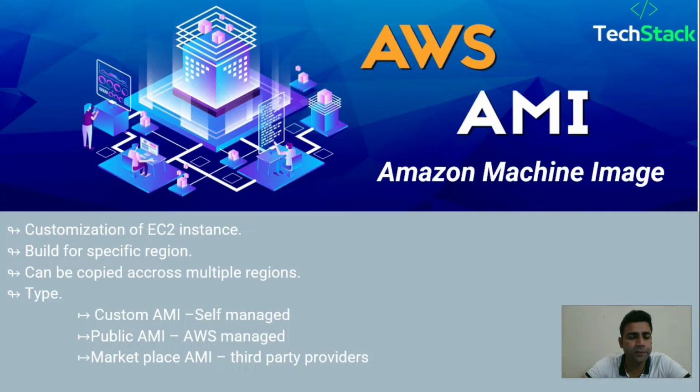Our next EC2 instance storage type is AMI, Amazon Machine Image. It's a customization of an EC2 instance. It's built for some specific region, but still you can copy the files across multiple regions. It's of three types. The first one is custom AMI, that's managed and created by the customers. The second one is public AMI, that's AWS managed. And the third one is marketplace AMIs that are available by third-party providers.